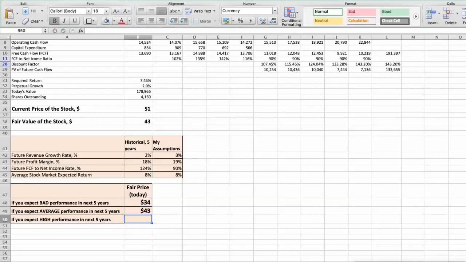Third scenario. Cisco will have high performance in next 5 years, and we will use the following parameters in our calculation. Future revenue growth rate would be high, 5%. Future profit margin would be high, 20%. Future free cash flow to net income rate would be high, 100%. In this case, the fair value of the stock today would be $54.